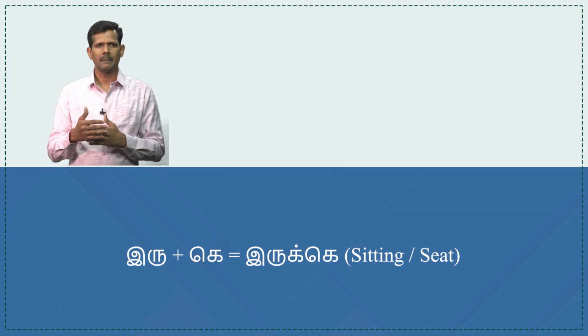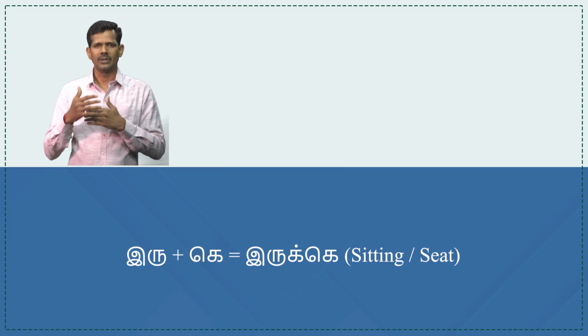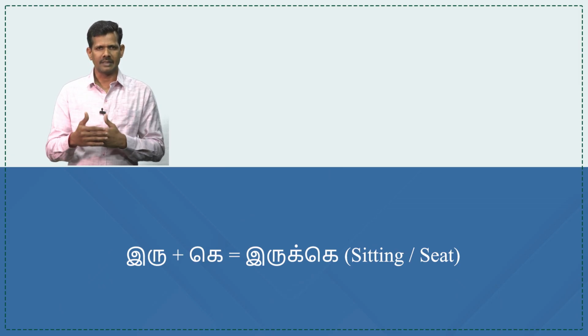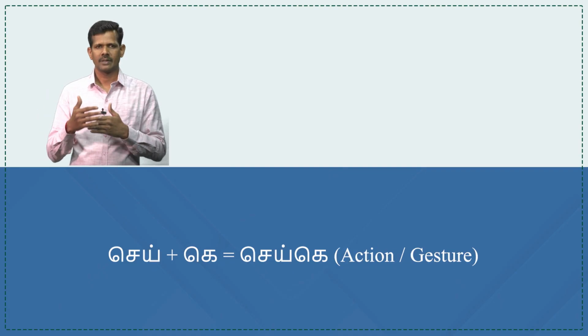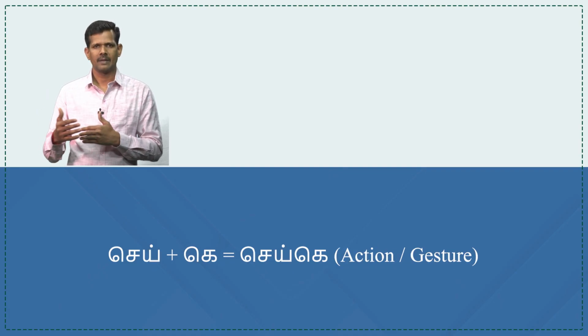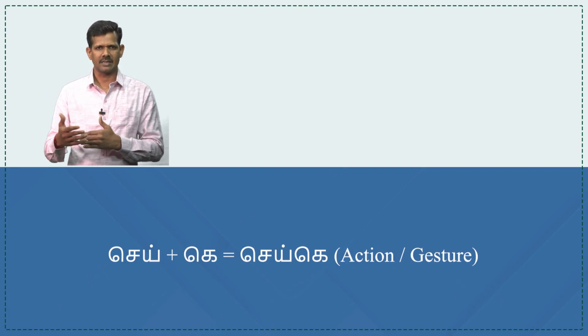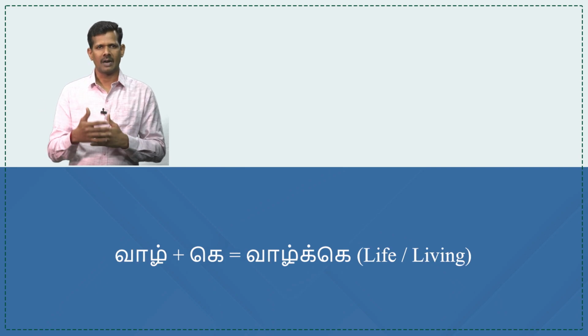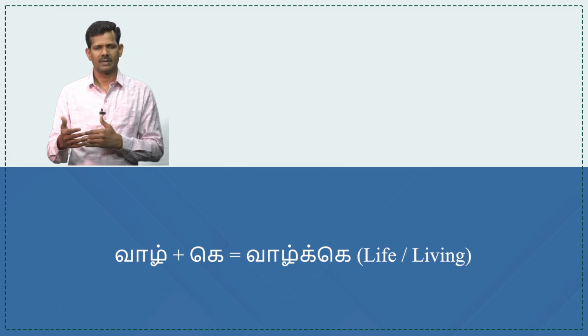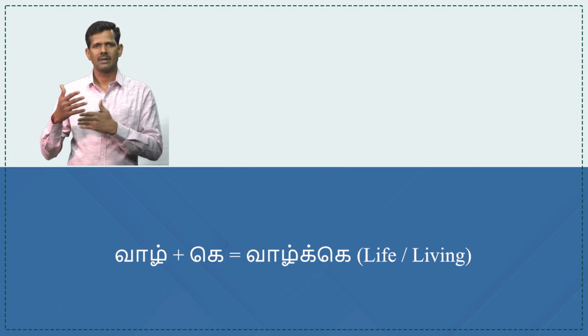Let us see some examples for the suffix k. Iru plus k, iruke, means sitting or seat. Sei plus k, seige, means action or gesture. Val plus k, valke, means life or living.